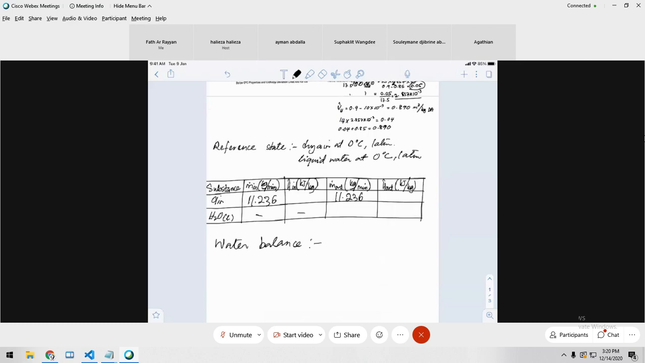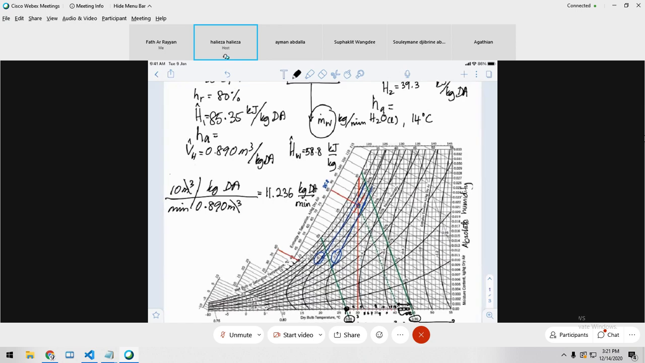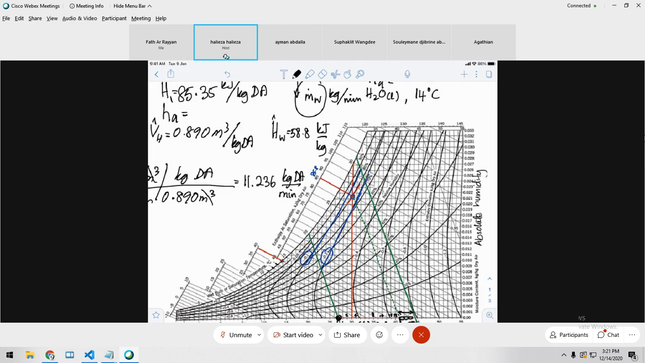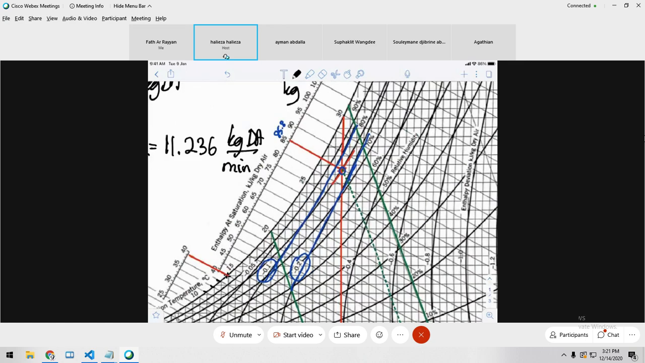Okay, the amount of dry air, 11.236, that's the kilogram dry air per minute. You need to get the absolute humidity, HA. You need to get HA here. The absolute humidity for the inlet and the absolute humidity for the outlet. So how are you going to do that? You need to go to the psychrometric chart and read it from the y-axis, which is your absolute humidity. Okay, let's do this slowly. Where is our point of interest? Our point of interest is up here.